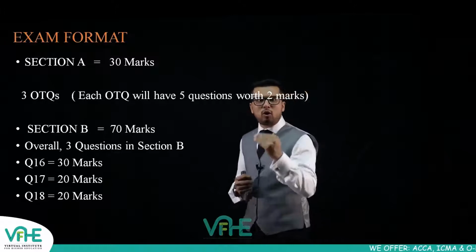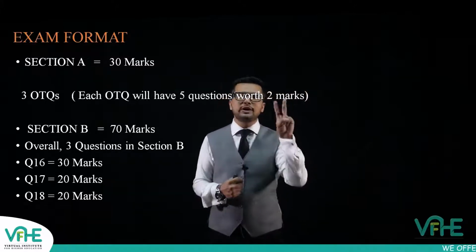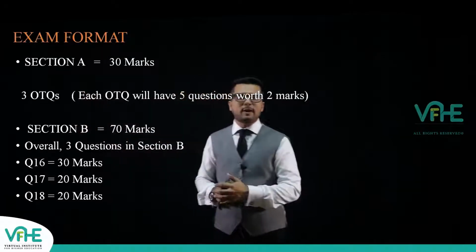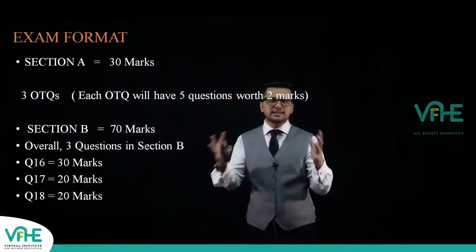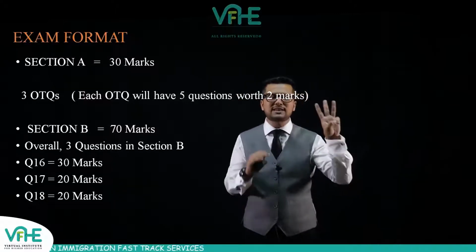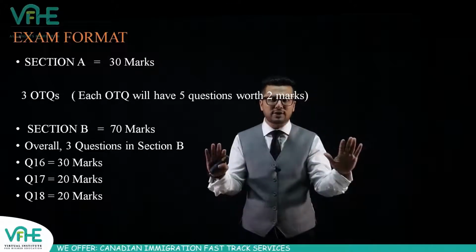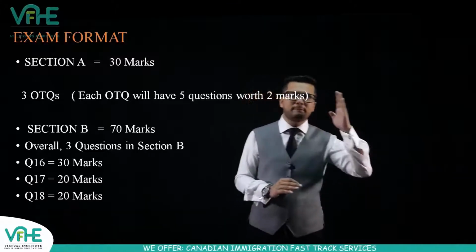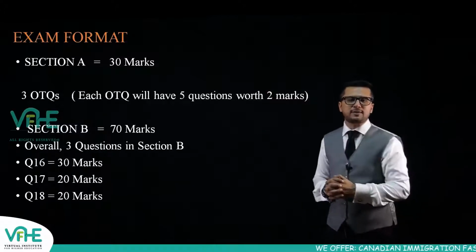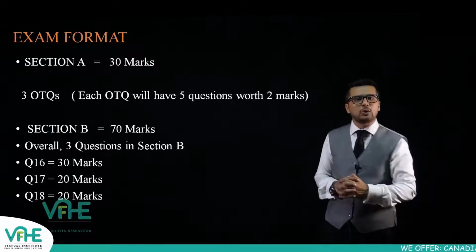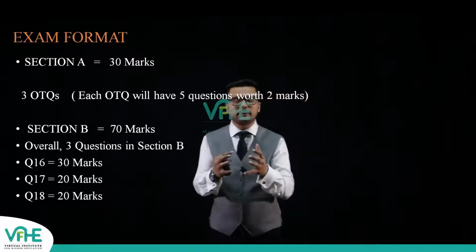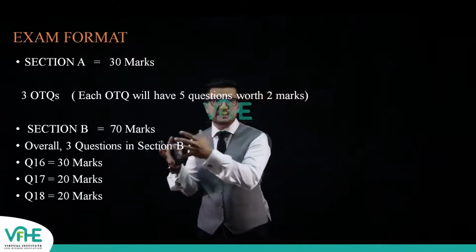But what about audit and assurance? We have got only 2 sections, Section A and Section B. What about Section A and what about Section B? In Section A, there will be 3 OTQs, and those 3 OTQs can be tested from any part of the syllabus. It can be tested from a minor area, it can be tested from a major area. Now, what about Section B? In Section B, we will be having 3 long questions. Those 3 long questions will cover the major topics mainly.